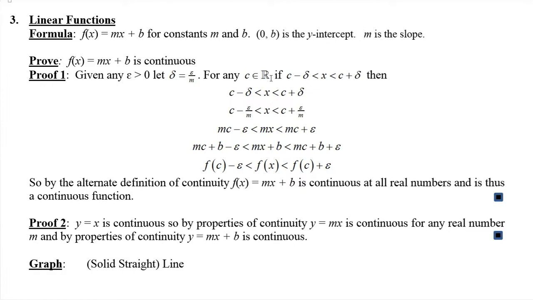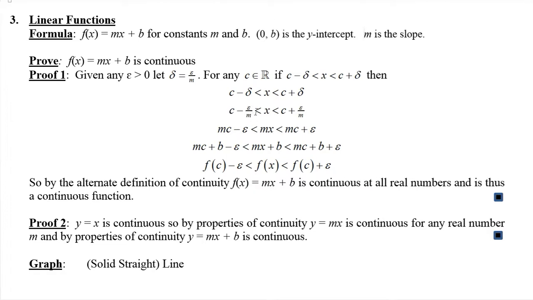For any real number c that we pick, if x is between c minus delta and c plus delta, then c minus delta is less than x, which is less than c plus delta. But delta is epsilon over m. Okay. Now, let's see what we can do. We want to transform the middle into our f of x. So we want to multiply by m on all three sides. So that makes the middle into mx.